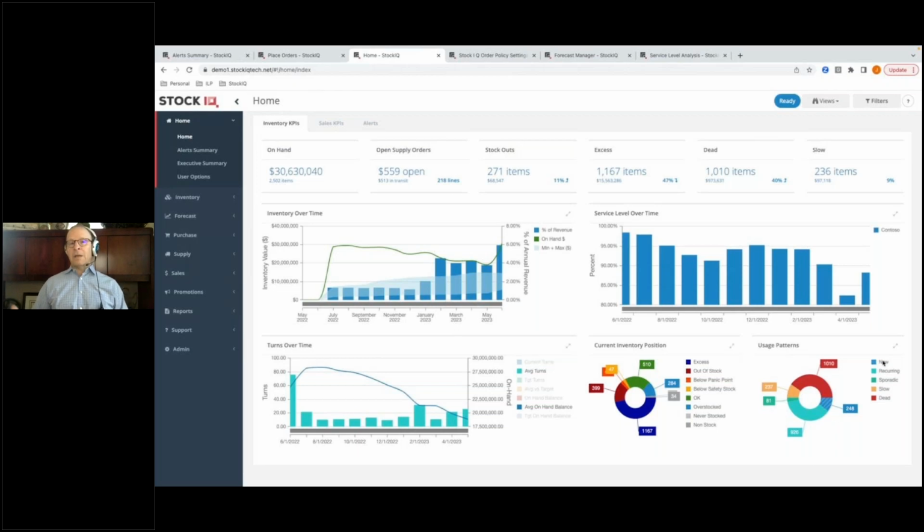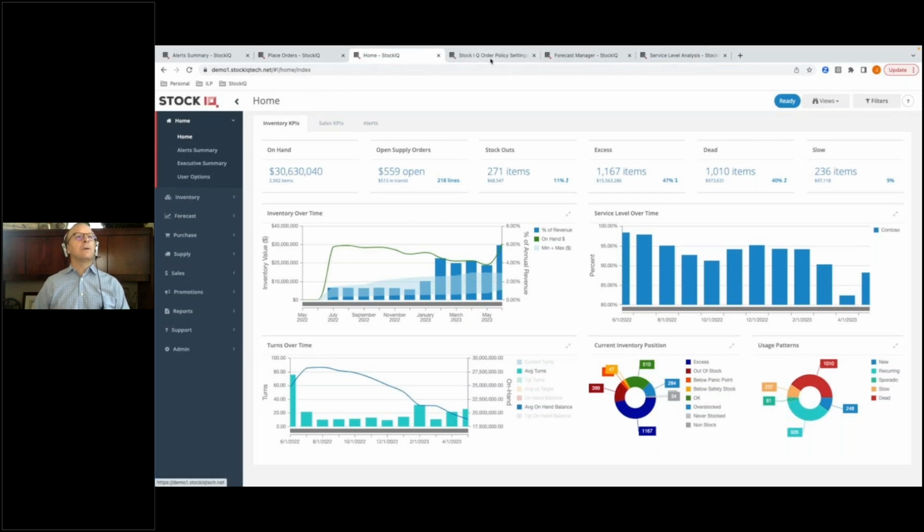Essentially what it's doing is it's saying we're going to look at each and every item. We're going to identify how many of those are new into the item mix, how many of those are recurring. We talked a lot about recurring, but we're going to talk about sporadic and slow. Sporadic items are essentially items that might have a lot of sales on them, but they're really difficult to forecast. And why do we bring that up?